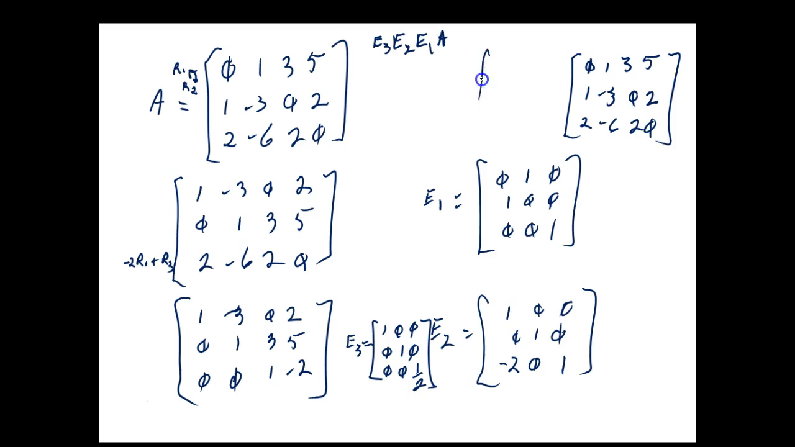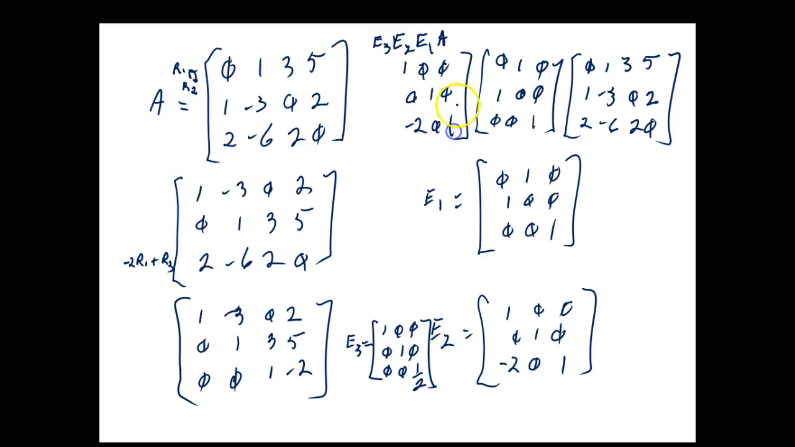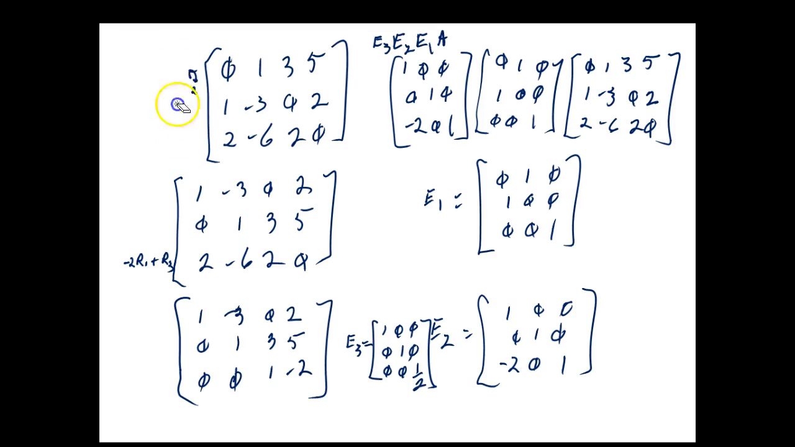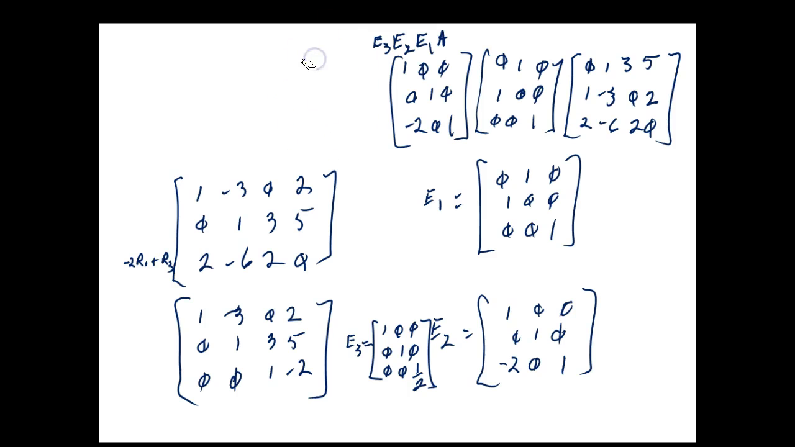And operate on that with E1, which is 0, 1, 0, 1, 0, 0, 0, 0, 1. And after we do that, then we'll multiply this by E2, which was our 1, 0, 0, 0, 1, 0, negative 2, 0, 1. And then, since I've already written my A down, I'm going to erase the A because I don't need it anymore. But I would like to hang on to the rest of it just a little bit if I could.